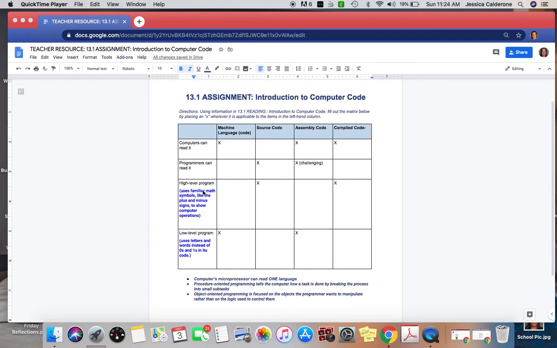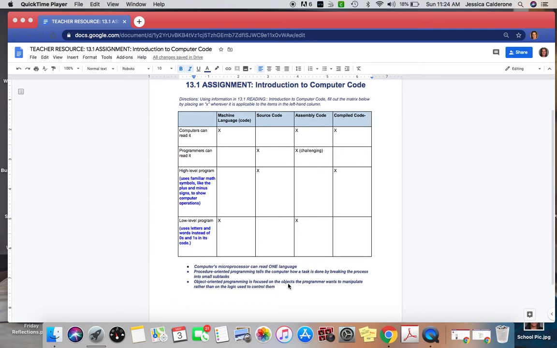Okay, with a high-level program, you're going to use source code and compiled code. And see, I added this note here for you. So with high-level programming, that's going to use familiar math symbols like plus and minus to show the computer exactly what to do. Okay, low-level programming, that's going to be machine language and assembly code. With low-level programming, that uses letters and words instead of any sort of numbers or math symbols.